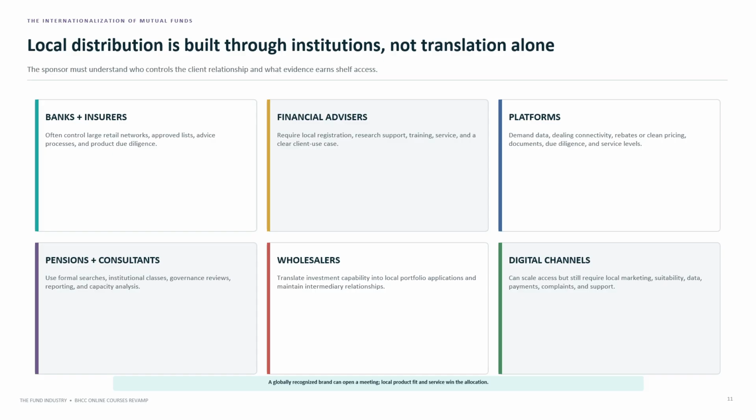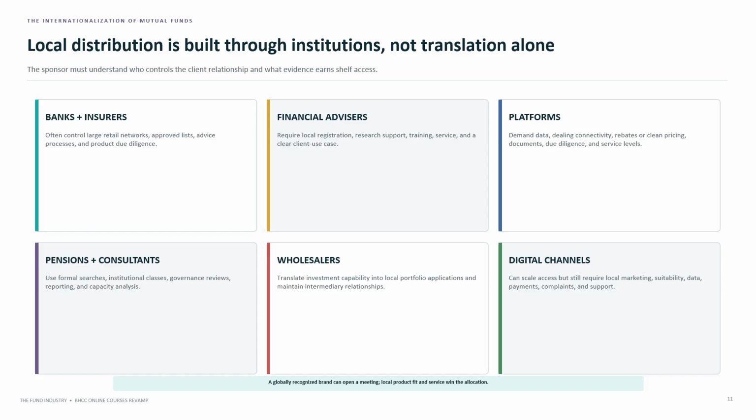Pensions and consultants often use formal searches, institutional classes, governance reviews, capacity analysis, and detailed reporting. Wholesalers translate investment capability into portfolio applications and maintain intermediary relationships over time. Digital channels can scale access, but they still require local marketing, suitability, or appropriateness processes where applicable, payments, data, complaints, and support. This is why translation alone fails.